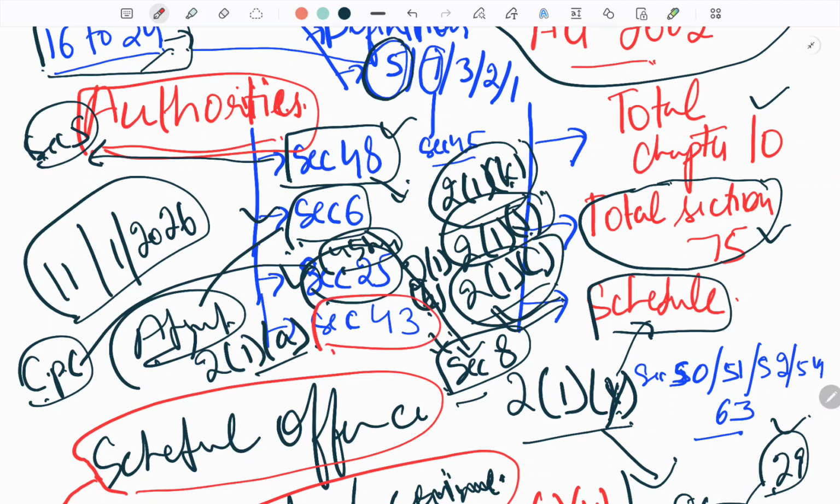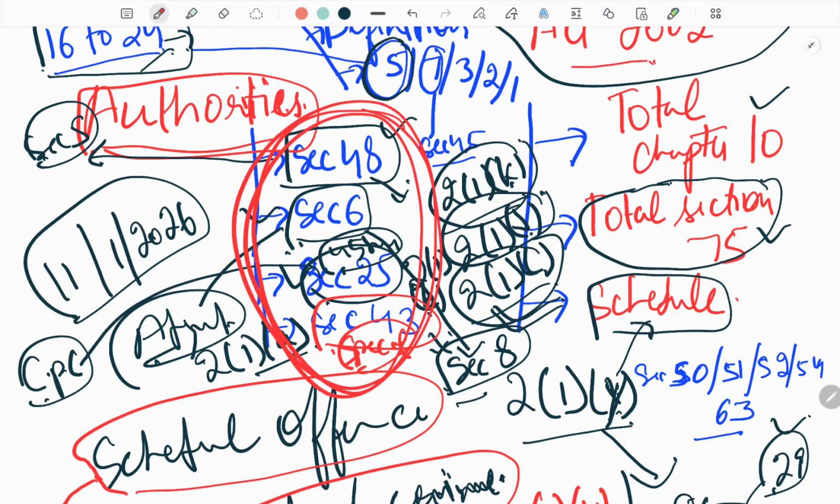And the fourth authority is covered under section 43, which says a special court. A special court is always a court of session. The central government designates any court of session as a special court, and the judge may be appointed by the central government in consultation with the chief justice of the concerned high court. That is the way you can understand. These are the 4 sections which talk about the 4 types of authority: section 48, 6, section 25, 43.